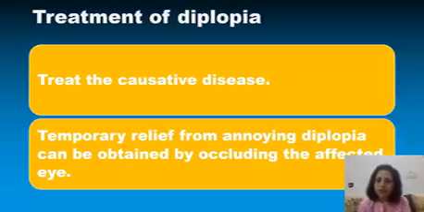Treatment is you have to treat the cause, and temporary relief from the annoying diplopia can be obtained by occluding the affected eye.